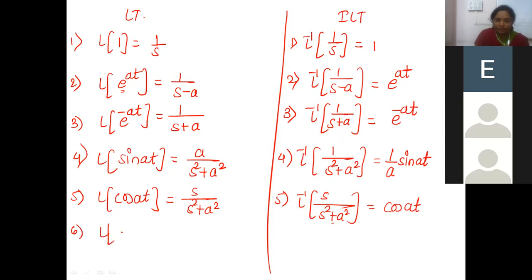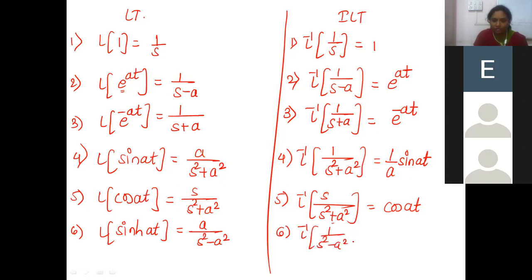Cos. Right, no, no, upon plus है, so it is cos at. Right, correct. Next formula, Laplace of sine hyperbolic at, what was that? a upon s square minus a square. Right, so here it will be Laplace inverse 1 upon s square minus a square, that is 1 upon a sine hyperbolic at. Very good. 1 upon this, that a should be divided to this side if you are taking Laplace inverse.